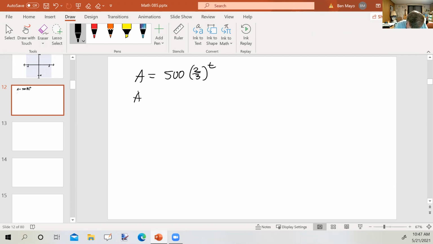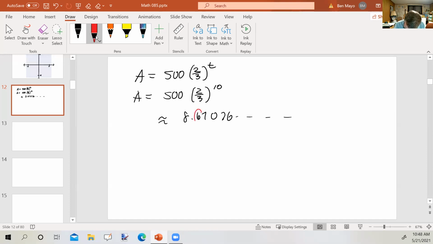Find the amount present in 10 years, round to the nearest 1/10th of a gram. So we want to put 10 in the place of T, 10 years later. All right, so what have we got? We've got 500 times, parentheses, 2 divided by 3, close parentheses, raised to the 10th power. And I'm getting 8.67067, and it goes on and on there, but it says the nearest 10th of a gram. So that would be the 10th. The 7 would round up, so we'd have 8.7 grams.